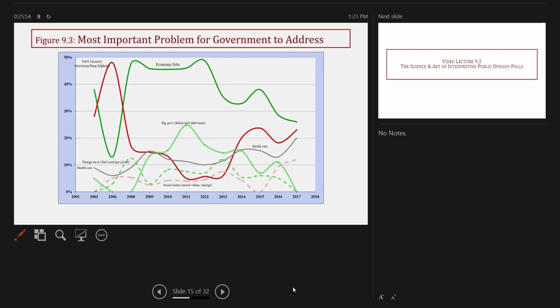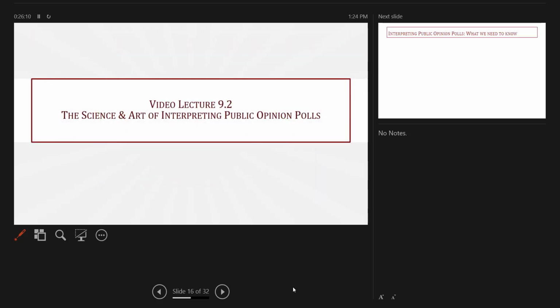But so political events or political movements can move something up into the top 3 or 5 most important issues, but consistently the economy and national security, war and peace issues are always there. So that concludes our discussion of just defining public opinion. And so next time we will go on and then we'll talk about the science and art of interpreting public opinion polls.